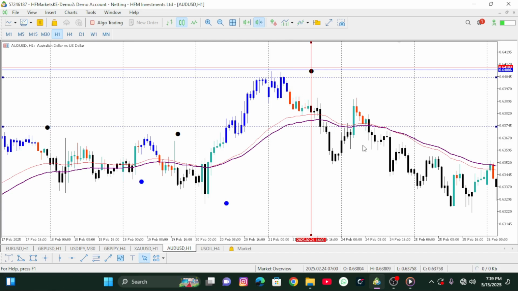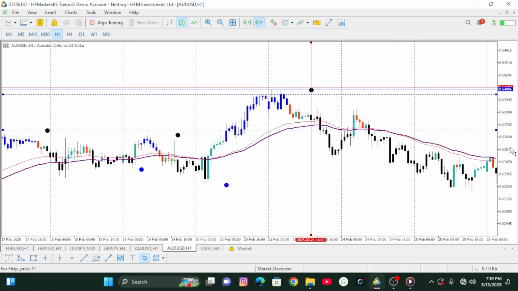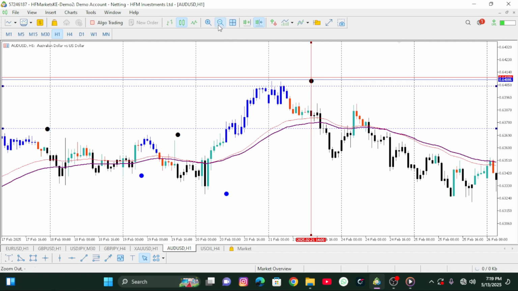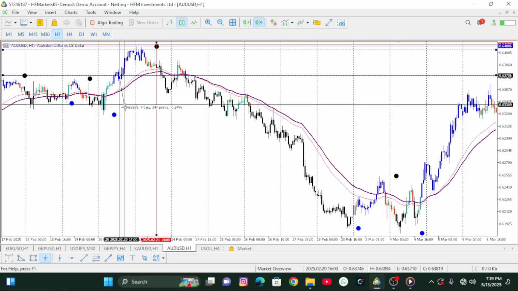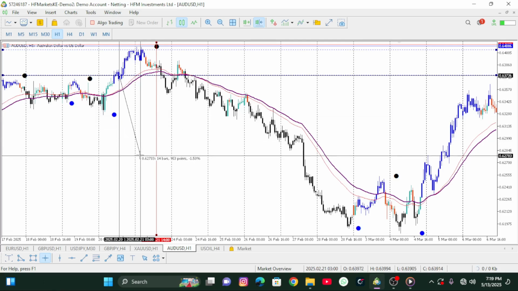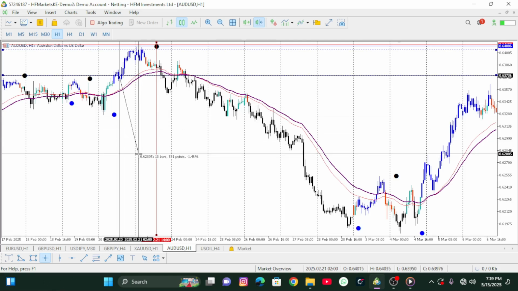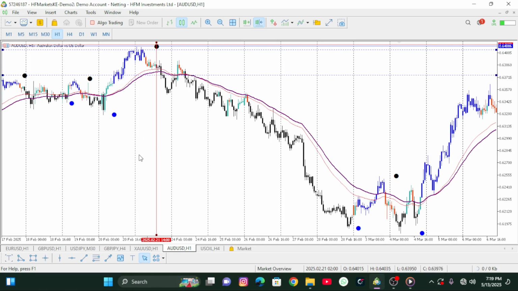And I will go for a 1:3 risk to reward. So this means I've risked 30, I want to gain 90. So where will I set my take profit? Here. So my take profit would have been here.